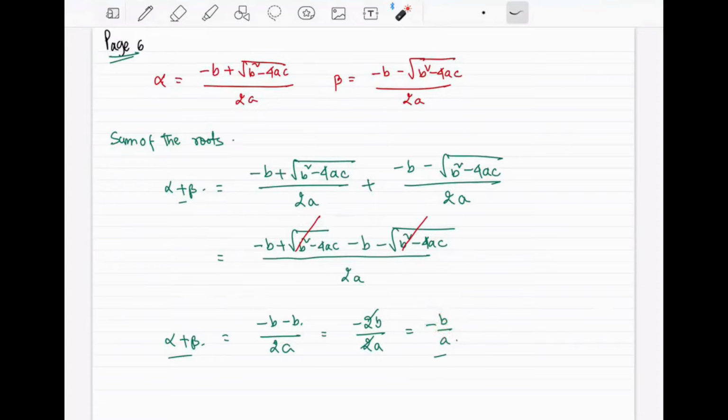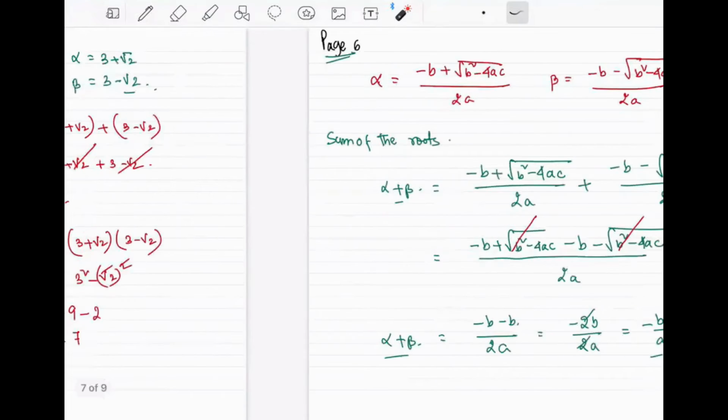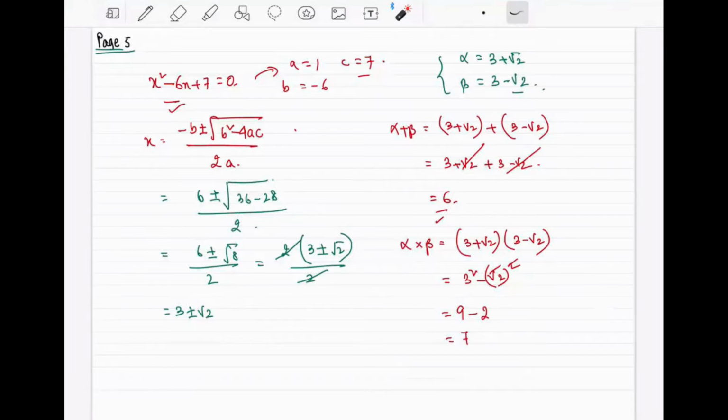Okay, let's go back to the previous calculation that we did. Look, in the previous calculation, we found out alpha, then we found out beta, and then we add them in order to find out the sum of the roots. Same thing with product also. We find out the roots first and then we multiply them. But we don't need to find out the roots first and then add or multiply them because we have a shorter formula for addition. What do we get for alpha plus beta? Alpha plus beta, we get minus b by a as the formula, right?